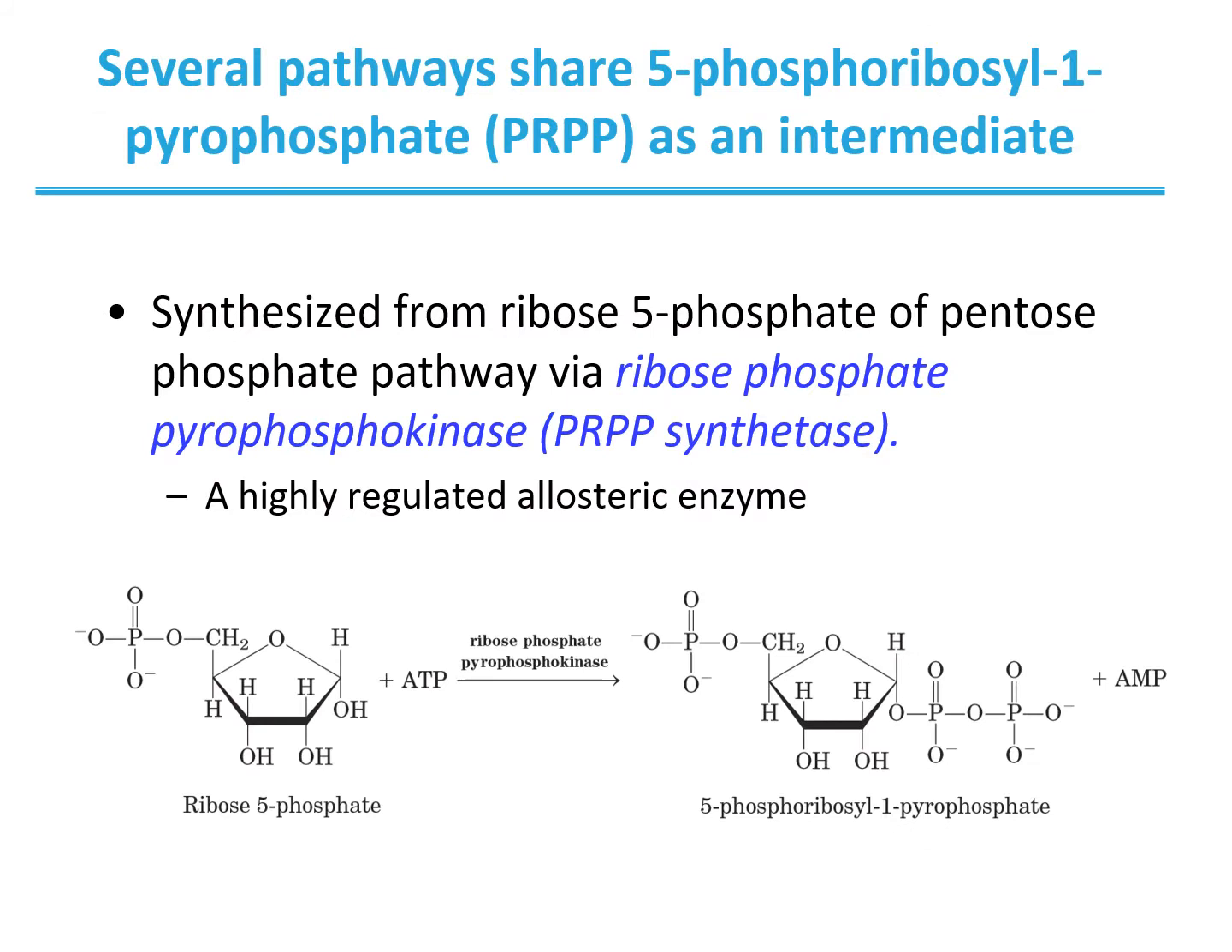So the first step in the synthesis of these nucleotides is going to be the synthesis of the PRPP molecule, or 5-phosphoribosyl 1-pyrophosphate, shortened as PRPP, which we synthesize from the ribose 5-phosphate sugar, which we just saw we get from the pentose phosphate pathway. So in the first step, this sugar, ribose 5-phosphate, will be converted into PRPP, and PRPP synthetase is the name of the enzyme. A highly regulated allosteric enzyme it is, so it has to be controlled and regulated.